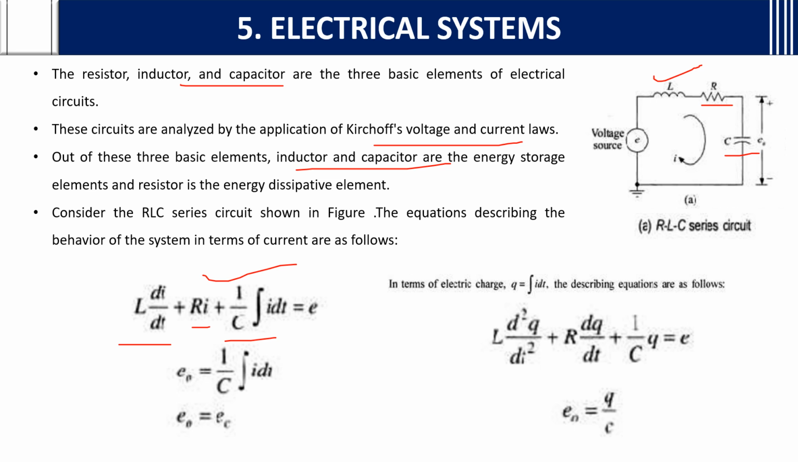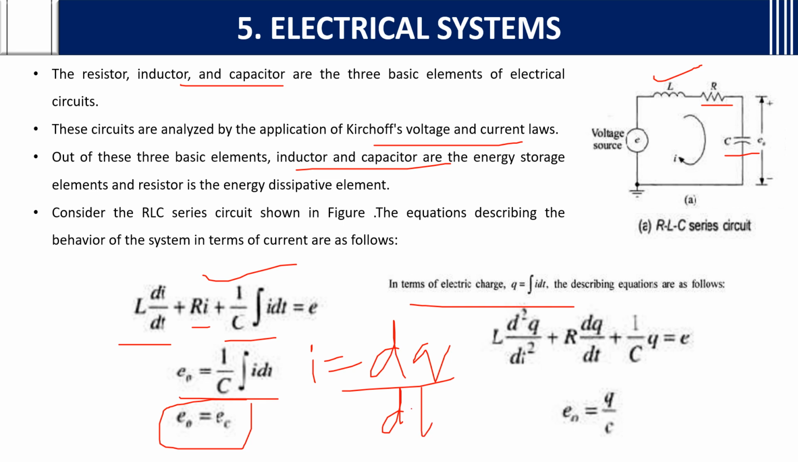We know that E naught is equal to EC, which is 1 by C integral I dt. In terms of electrical charge, Q is nothing but integral I dt. We know that I is equal to the rate of change of charge, I is equal to dq by dt. This you have studied in network analysis also, in the first two modules. If you want q, differentiation goes to the other side and integration happens, so we can write q is equal to integral I dt.